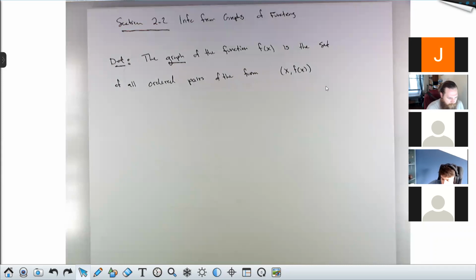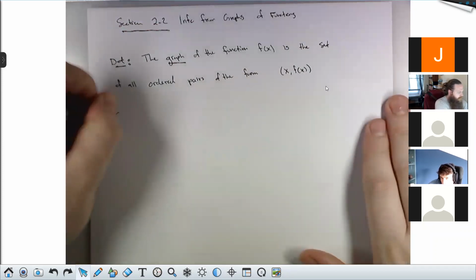So let's go ahead and talk about some power functions. We've already talked about piecewise functions here. So graphs of power functions.